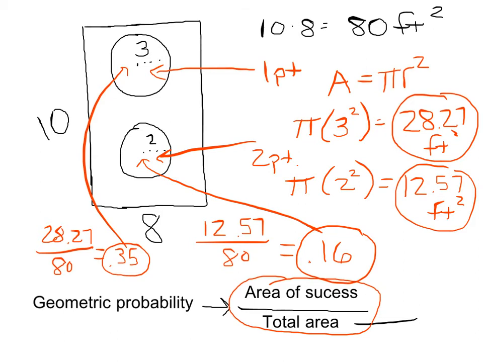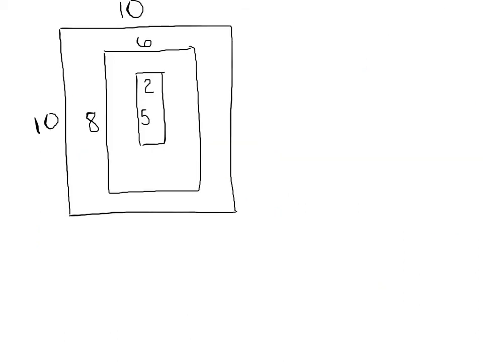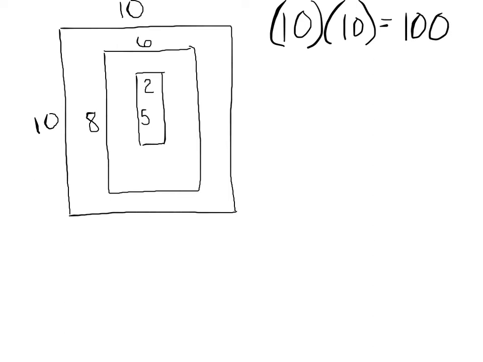Let's look at another example. In this example, what I'm looking at now is I have a big board, and to find the area of that big board, it would just simply be the 10 times 10. And now I'm going to get certain points based on which square or which rectangle I fall into. Well, I'm going to find the area of the 6 by 8 rectangle.